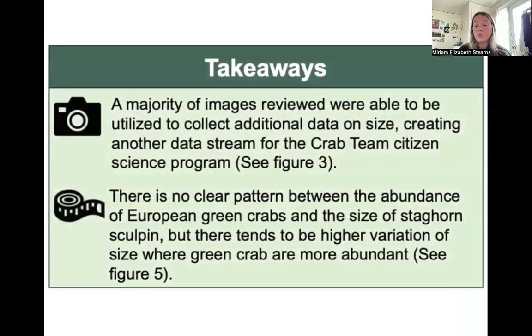From my findings, I found two key takeaways. The first one being is that the majority of the images reviewed were useful for extracting additional data on fish size, creating another data stream for the Crab Team Citizen Science program. And the second one being is that although no direct pattern was observed between green crab abundance and staghorn sculpin size, areas with more green crabs showed higher size variation.